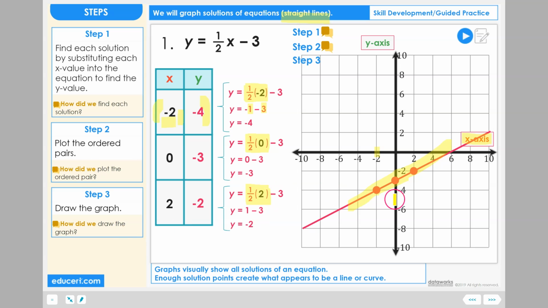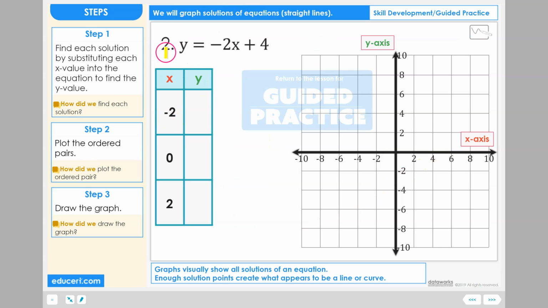We drew the graph for this equation by starting from one of the ordered pair solutions, drawing the straight line through the other 2 ordered pair solutions, and then making sure that we extended that line through the rest of the graph in both directions. You are now ready to graph the solutions of the equation for number 2.